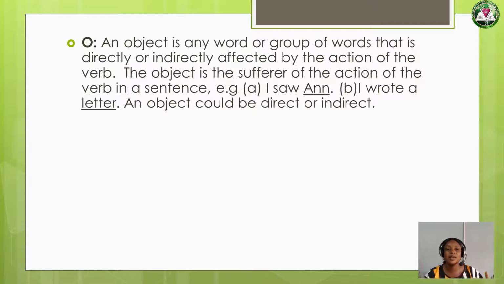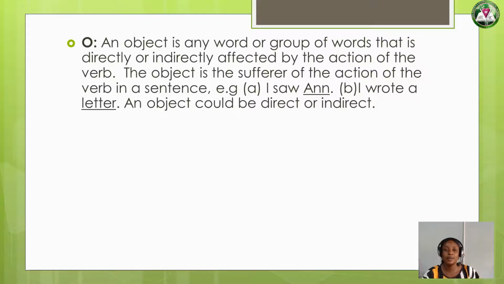Ijoma, what can you say about the object of the sentence? Okay. An object is any word or group of words that is directly or indirectly affected by the action of the verb. So sometimes we can say that the object is a sufferer in a sentence. We said it's a word or a group of words. That means an object can be a noun.